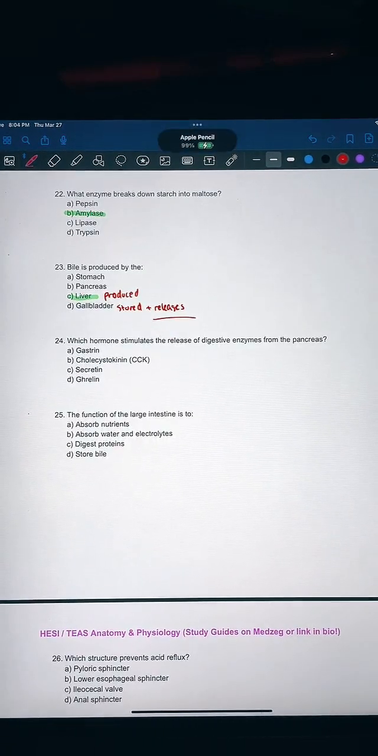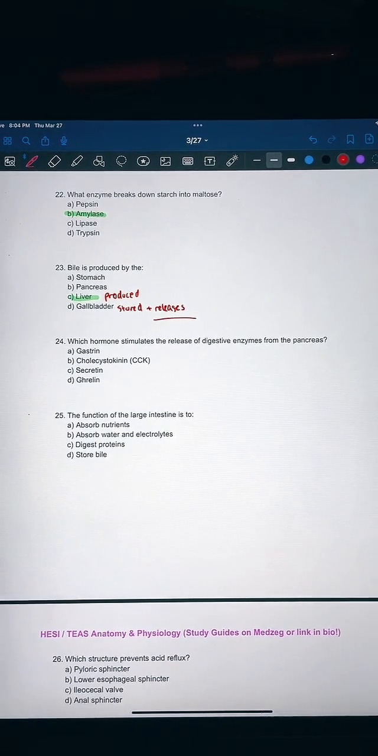Which hormone stimulates the release of digestive enzymes from the pancreas?